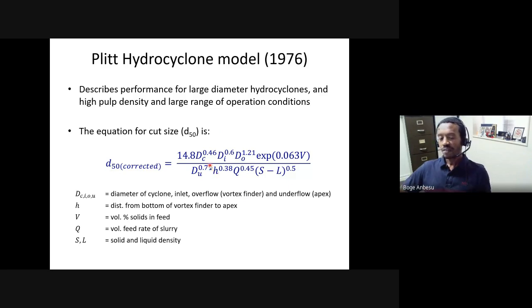So if you want to design something and see how cyclone diameter affects D50, you fix everything else and just change the cyclone diameter. If you want to see how the underflow or apex diameter affects the D50, you fix everything else and vary the underflow diameter and see how the D50 varies with that. So you can use this to find a suitable cyclone model, or you can just use these models to predict how a cyclone behaves. If I change pressure, if I change this, or if I change that, what happens?